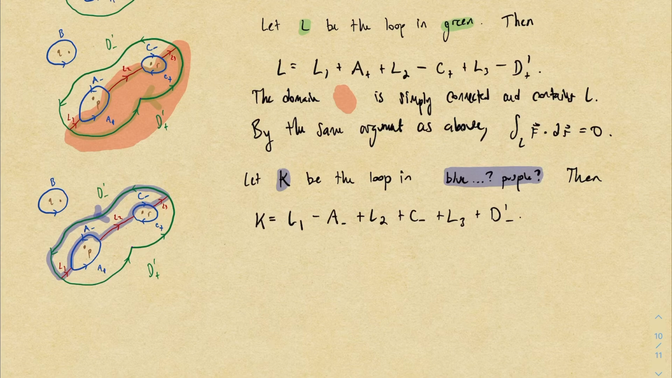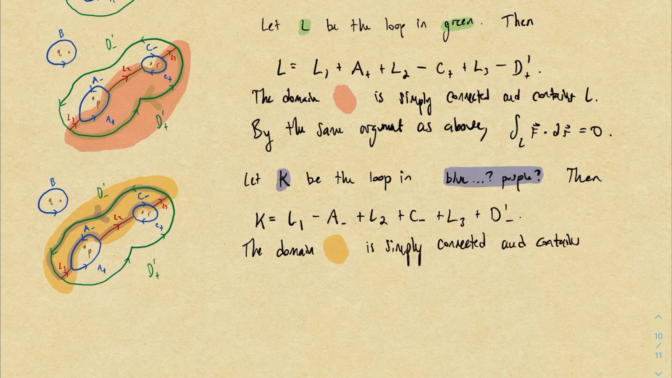And again, by a similar argument as before, here's a domain which is simply connected that contains K. F is defined on it because it avoids the holes. So, and so on. F is conservative because the curl is 0 and the domain is simply connected. So therefore, the integral of F over K is 0.